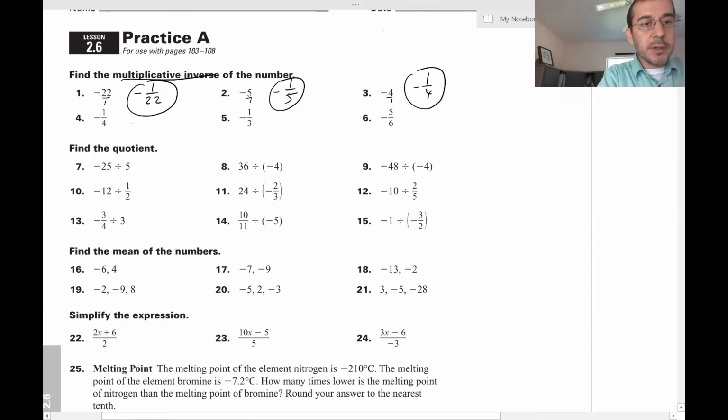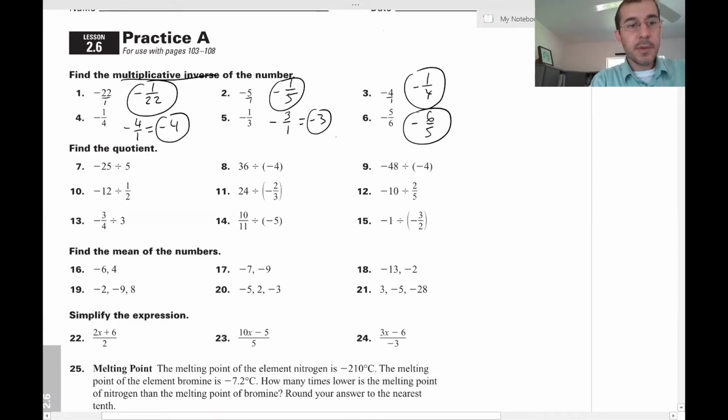Minus 1 over 4, its inverse is minus 4 over 1, or just minus 4. We don't write over 1, right? It's just minus 4. The multiplicative inverse of minus 1 over 3 is minus 3 over 1, or just minus 3. The multiplicative inverse of minus 5 over 6 is minus 6 over 5. Okay, find the quotient.